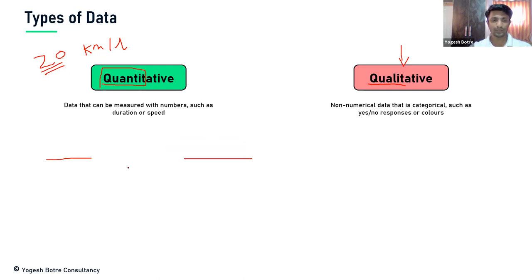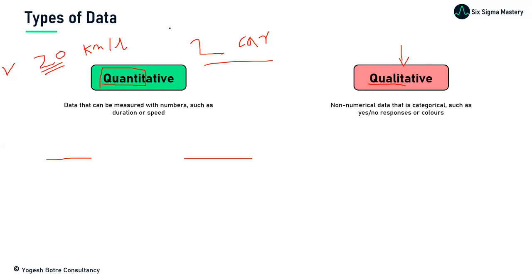So tell me, what do you understand by discrete data? Any thoughts? Let me put two numbers here. This is one number: my car mileage is 20 kilometers per liter. And I have two cars. So which one is continuous and which one is discrete? Are both continuous or both discrete?